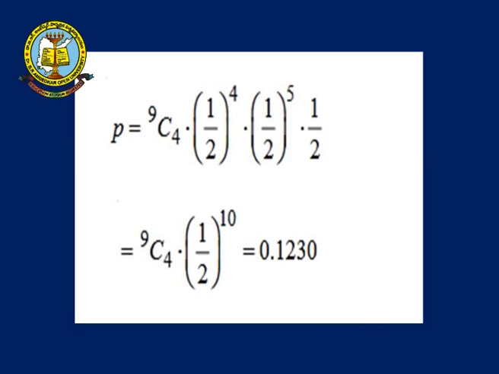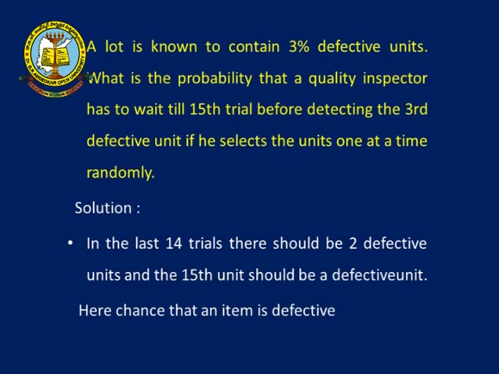A lot is known to contain 3% defective units. What is the probability that a quality inspector has to wait till the 15th trial before detecting the third defective unit? See here, 3 defective units are there, and the quality inspector selects the units one at a time randomly. Randomగా select చేస్తే అట్లా టోటల్గా 15 ఉన్నాయి. We are taking here 14 trials and there should be 2 defectives from 3 defectives, in the first 14 units, and the 15th unit should be a defective unit.